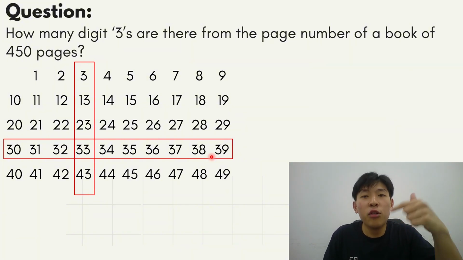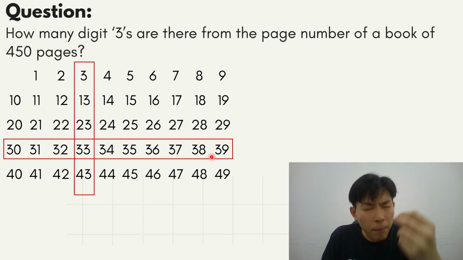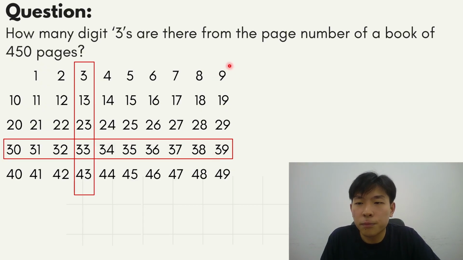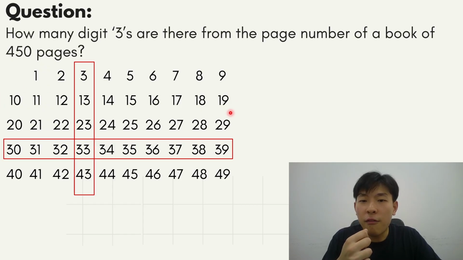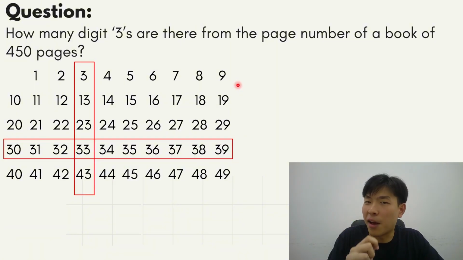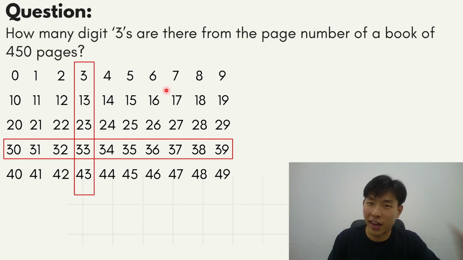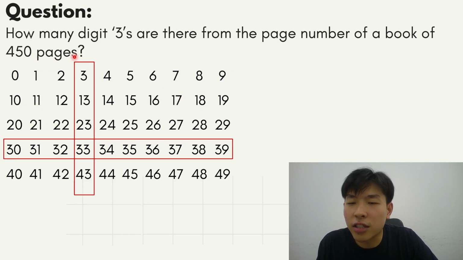So, let's try to look closer. We want to find a pattern. In the first row, we know there is 1 three. Second row, 1 three. Third row, 1 three. Fourth row, how many threes in the ones place? Only 1. Every row, only 1 three in the ones place. Oh, we saw the pattern. So, every row, how many numbers? Oh, okay, so let's make every row have the same numbers. So, let's add a 0 here. Perfect.